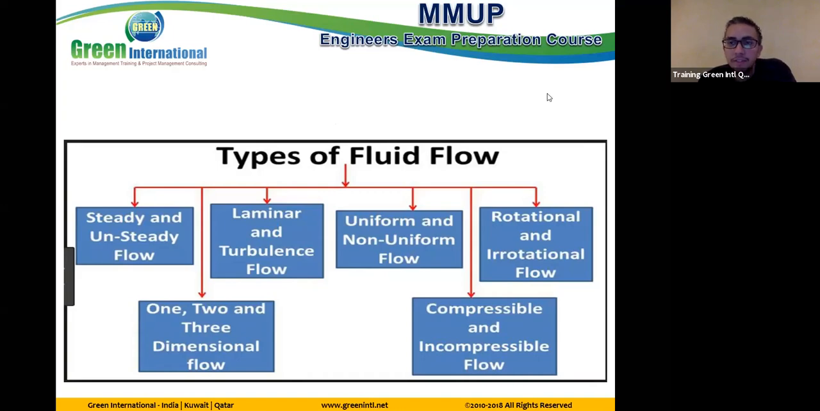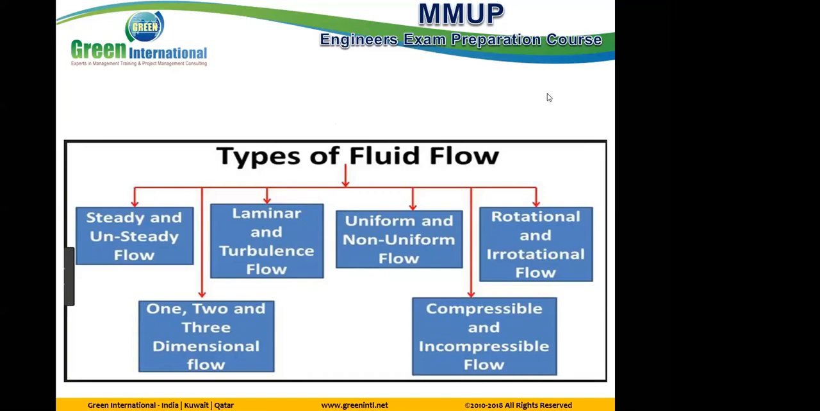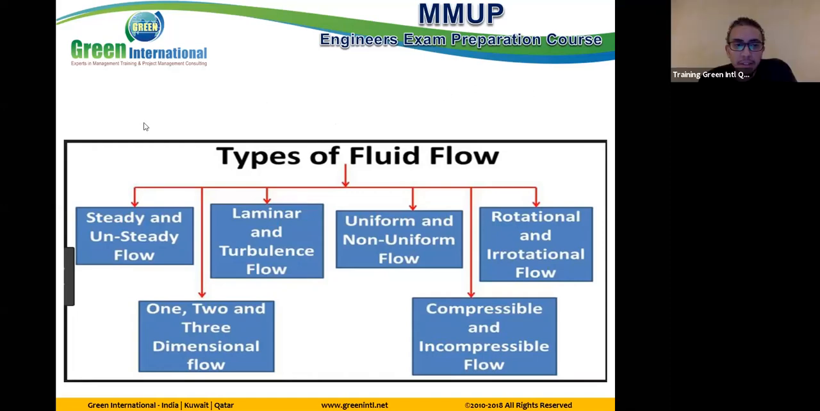Actually, we classify the flow into different categories. First, we classify as steady and unsteady. Also, we classify as uniform and non-uniform, and laminar and turbulent, rotational and irrotational. How many directions or dimensions for the flow? One-dimensional, two-dimensional, three-dimensional, compressible and incompressible. One is not mentioned here, but it is in the slide: viscous and inviscid flow.